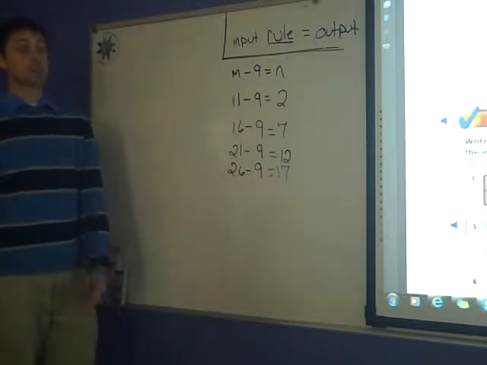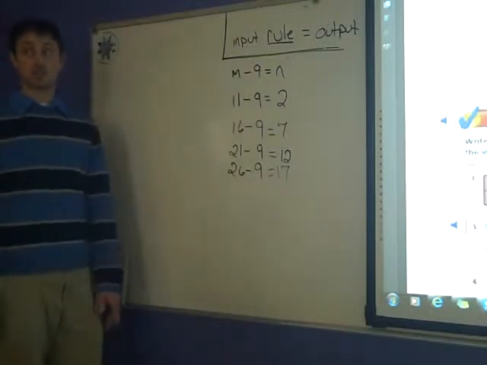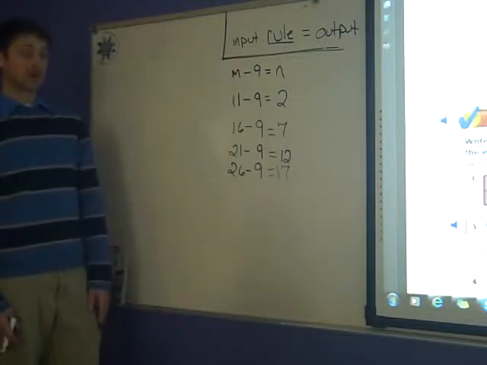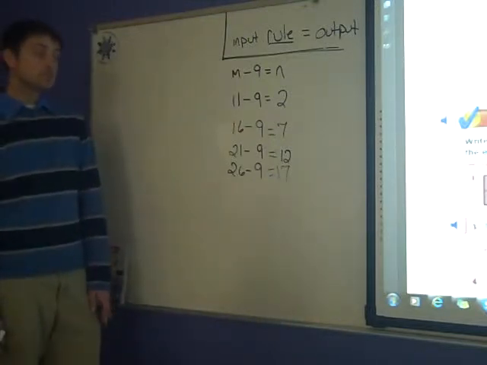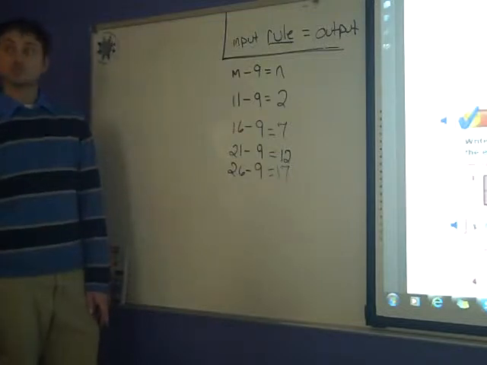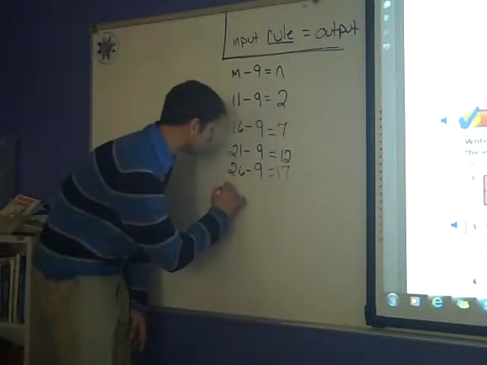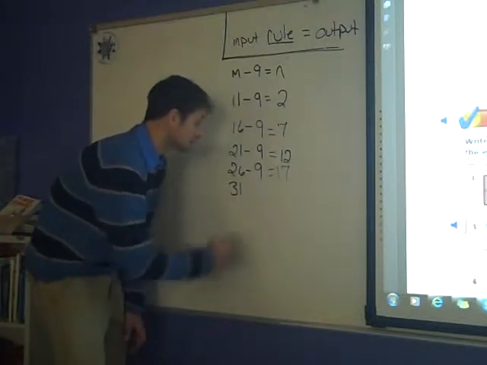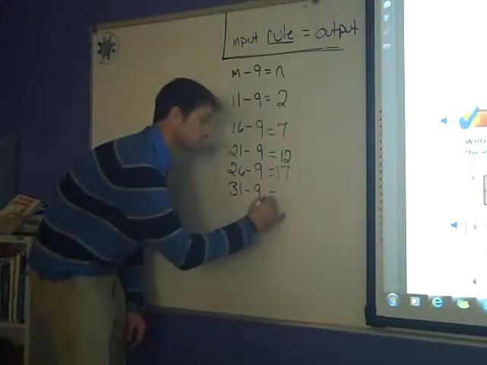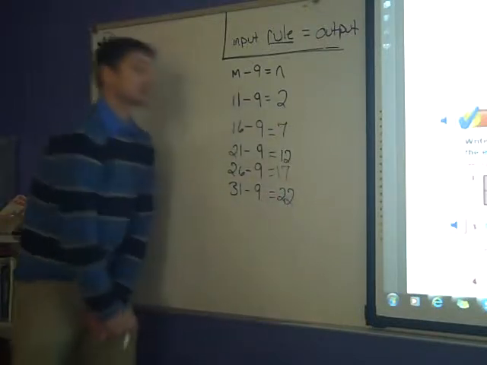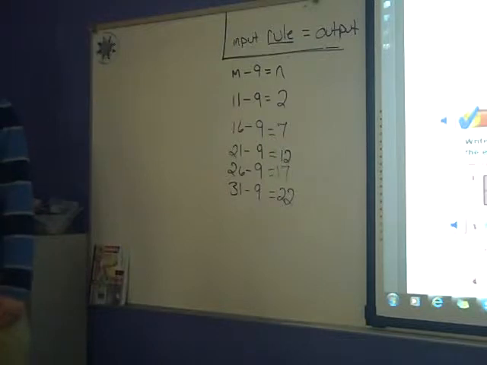What's the next problem, Xavier, since you got so much energy? How do I set it up? Okay, Skylar. 31 minus 9 equals 22. All right. Set up the next one. Cheyenne.